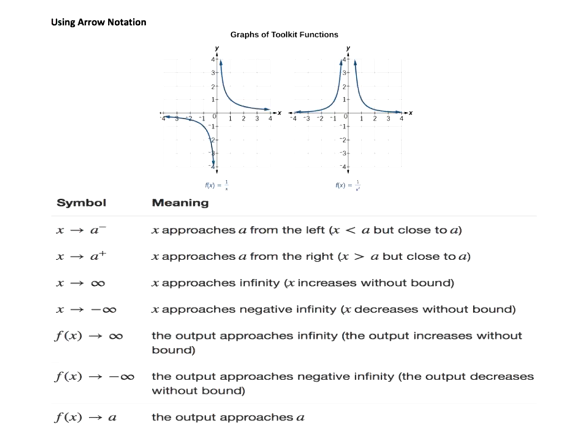Let me just write what functions we're looking at here so that you can see them. I'm going to write them a little bit bigger. This first one is the rational function 1 over x. And the second one is 1 over x squared.